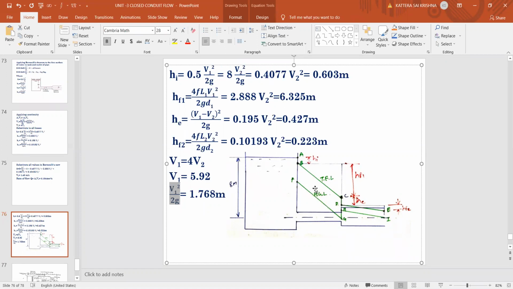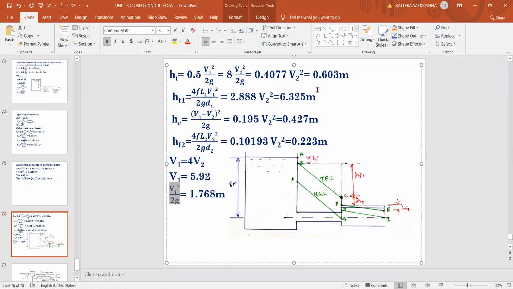But for the hydraulic gradient line, the line should start without the kinetic head. So that thing we need to subtract. That's why the hydraulic gradient line starts at the bottom of this. Nothing but it is only the pressure head.